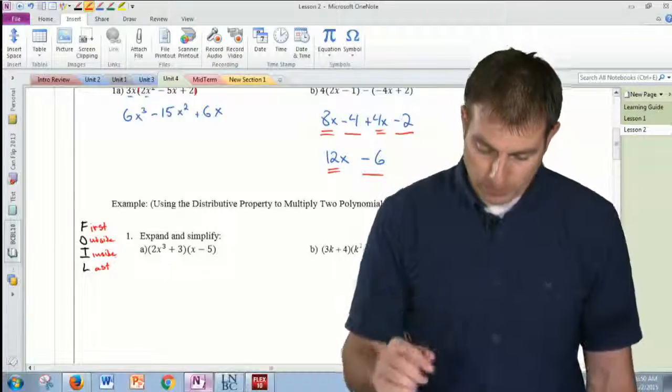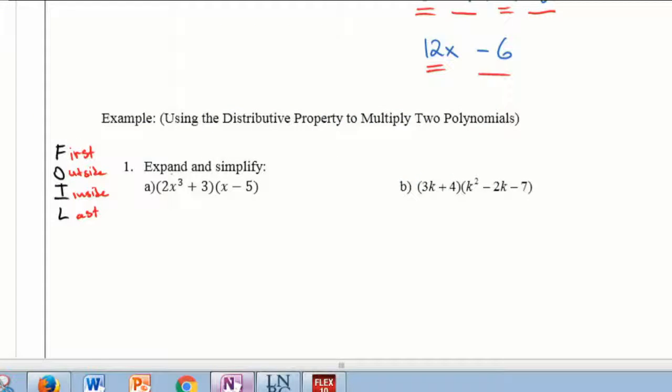So this is what we're going to do. We're going to take our first term. So I'm going to have this 2x to the power of 3. I'm going to multiply by the x. So that's my first. And then the O is the outside. I'm going to take this and multiply it by the outside. So these are my outside terms here and here. And then my I is inside. So I'm going to take this 3 and multiply by the x, because these are my inside terms. And then I'm going to multiply the last term. So the last in the first bracket times the last in the second bracket.